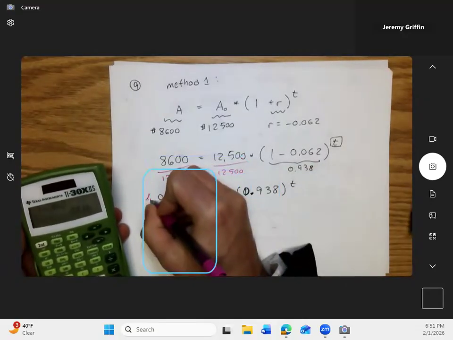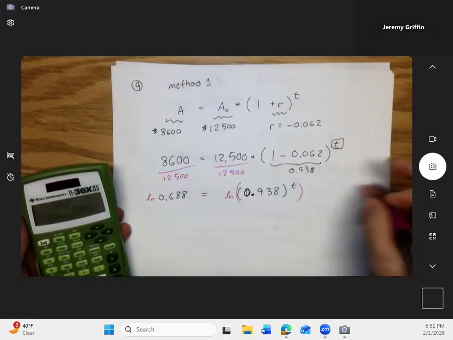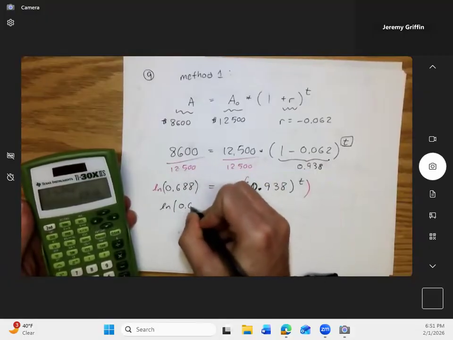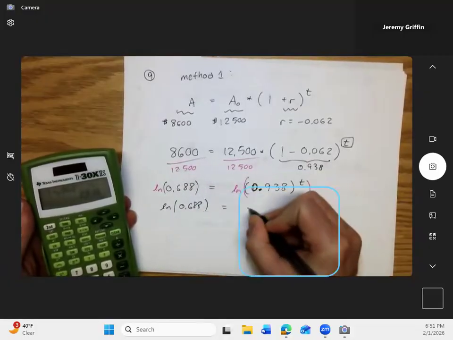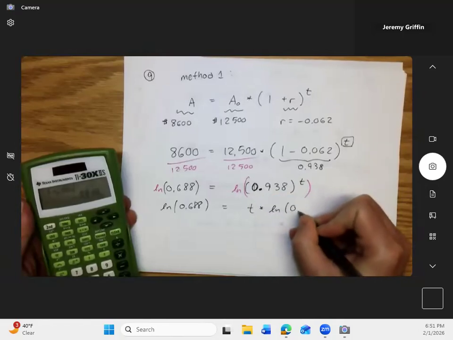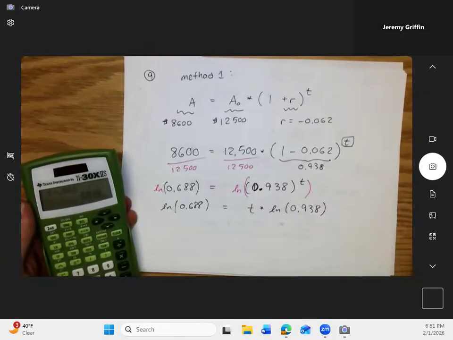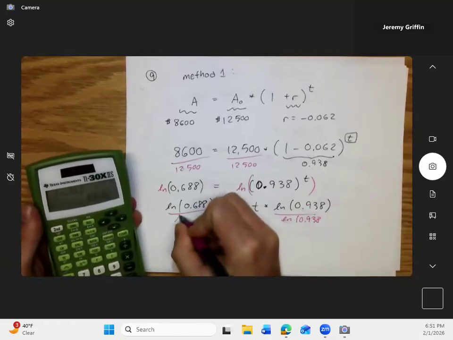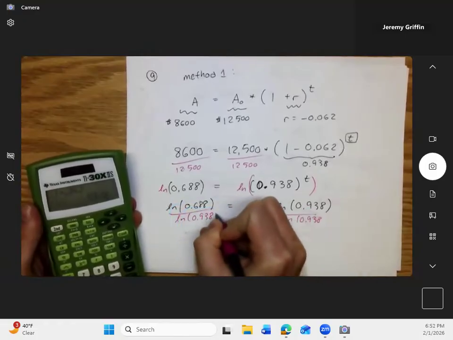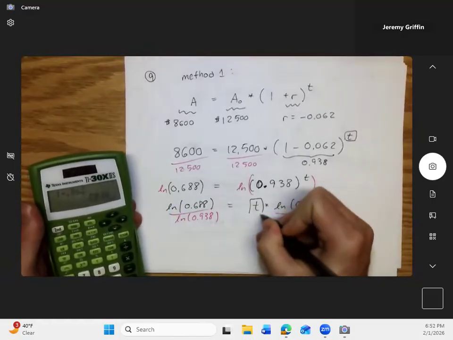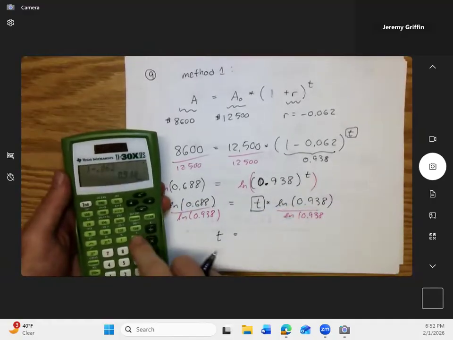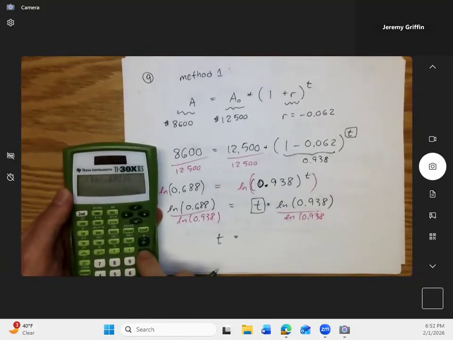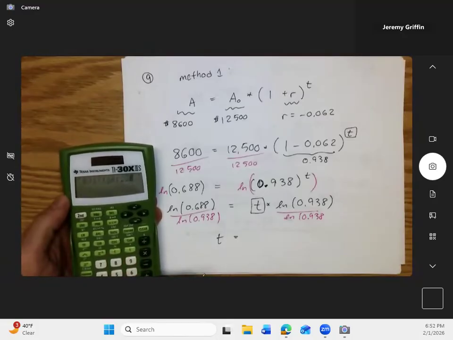Now when I take natural log of both sides, I can take this t in front. So natural log of 0.688 is equal to t times natural log of 0.938. Divide both sides by natural log 0.938. That'll tell me this t right here. All right, we're about to find it. What's natural log of 0.688? Throw that in some parentheses. Divide by natural log 0.938.